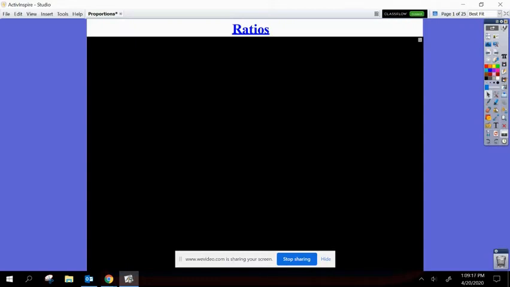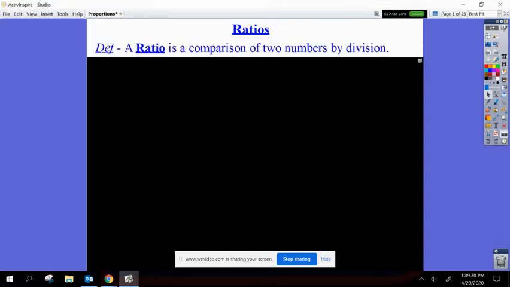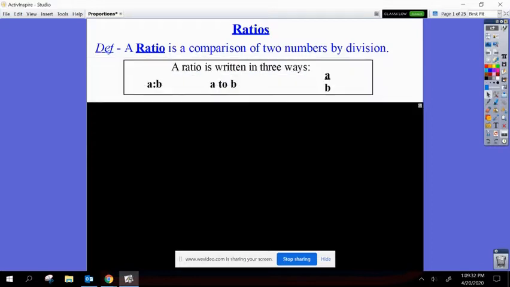Before we get into proportions and all that great stuff, it really helps to backtrack a little bit and talk about a thing called ratios, something that you guys should have covered already last year. A ratio is a comparison of two numbers by division. There's three ways we can write a ratio. We write it using the colon, the little two dots. We write it as literally the word "to," T-O, or we write it as a fraction.